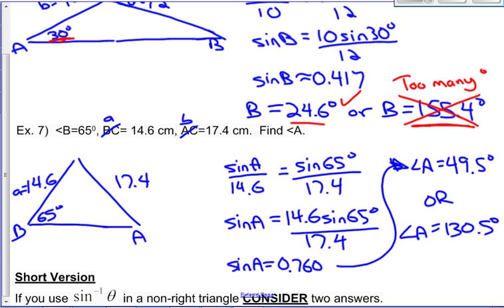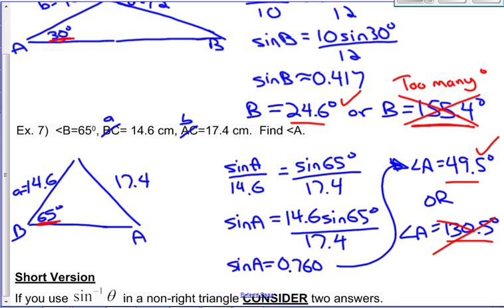Okay, let's check it out. If I had an angle of 49.5 and 65, my triangle would be fine. It would not be bigger than 180 degrees. If I had 130.5 and 65, that would be no good. I'd be up around 195 degrees. That's too big.